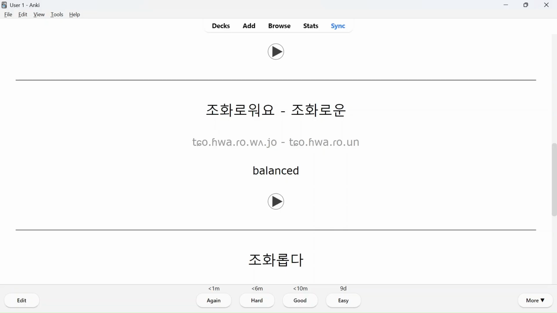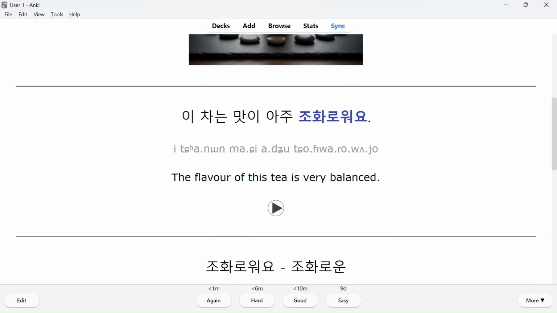So I'd like to say a little bit more about the polite form, which is this one. Now, many polite forms end in yo. They have a yo ending, as you can see right over here and over here. Let's have a listen. 조화로워요. And of course, you can see it right over here. This is a polite form, and you see the ending over here.